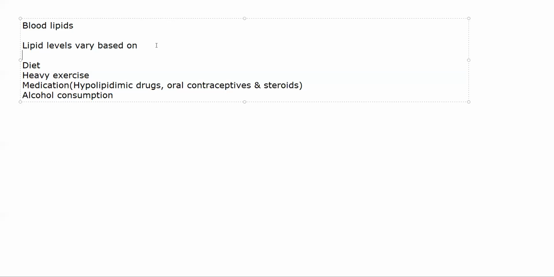Okay, and you have to make sure that whenever you're withdrawing a sample of blood, you tie a tourniquet with it. So prolonged venous stasis, if you do it for a very long period of time, what happens is in that area lipids will start getting accumulated. That will also give a wrong result.